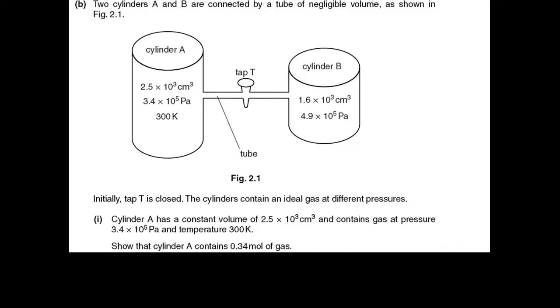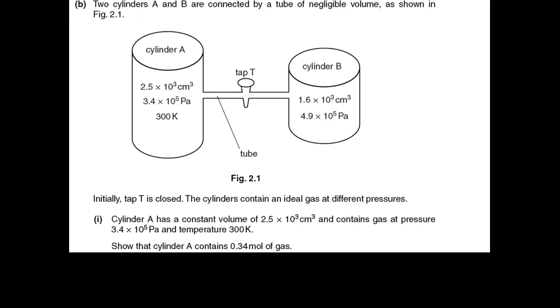Two cylinders A and B are connected by a tube of negligible volume, as shown in figure 2.1. Initially, tap T is closed. The cylinders contain an ideal gas at a different pressure. So initially, the tap is closed and it contains ideal gases.